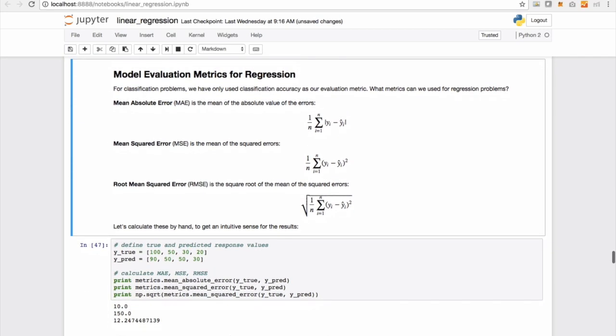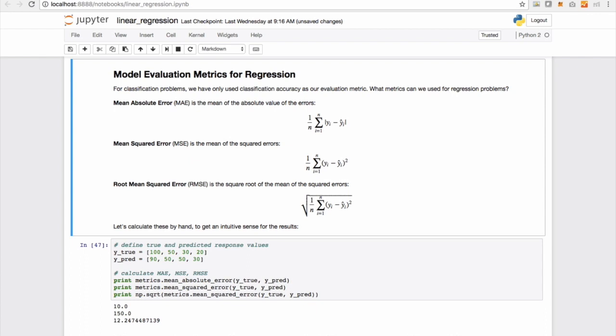So some of the model evaluation metrics for regression are mean absolute error, mean squared error, and root mean squared error. For classification problems, we have only used classification accuracy as our evaluation metric. So in the next section, when we discuss classification problems, we will have a comparative study there. What metrics can we use for regression problems?